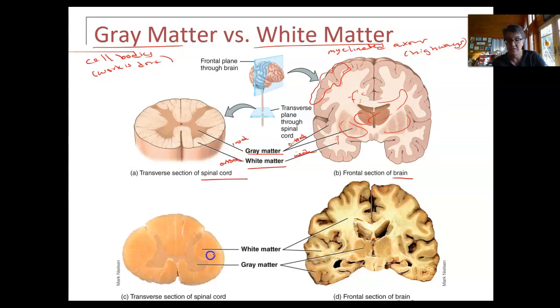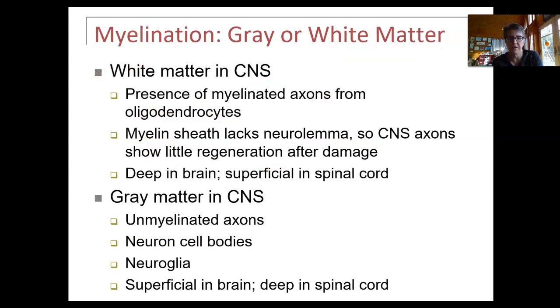And then this is just an actual picture. Although the white matter looks orangey brown in that picture of the spinal cord, and you can't see the central canal, little hole in there somewhere. Oops. All right, whatever, we don't need anything else.